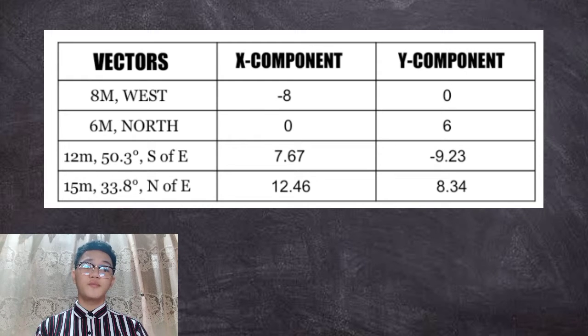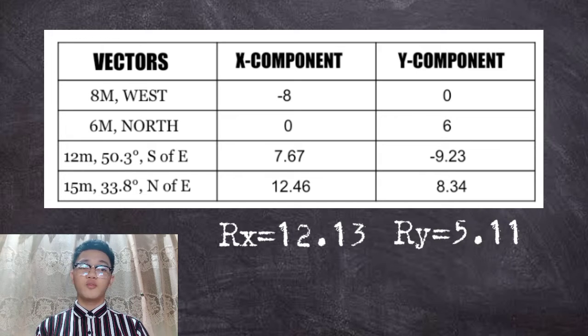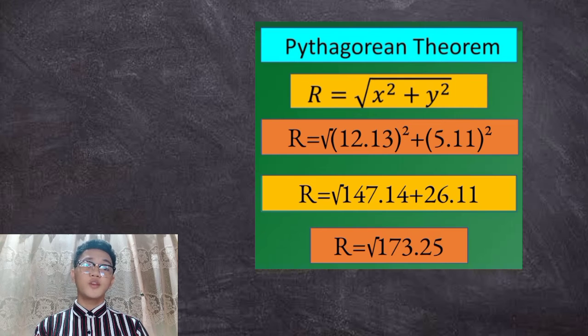For the x components, we have the total of rx is equal to 12.13. And for the y components, we have the total of ry is equal to 5.11. Now, we can use the Pythagorean theorem. R is equal to square root of x squared plus y squared. By substituting, r is equal to square root of 12.13 squared plus 5.11 squared.